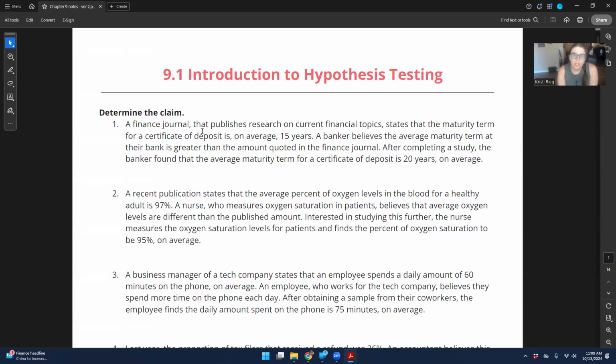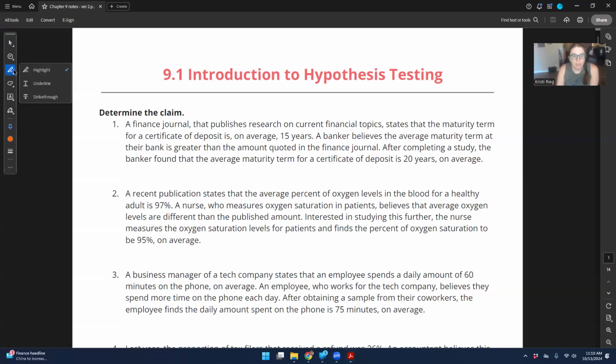We are trying to identify the claim in this. We are looking for the claim, and a lot of times in these examples especially, you're going to see the word believes, banker believes, somebody thinks, somebody guesses. The hypothesis is what they think is going to happen, and then we'll test it and see if it works, if it's true.